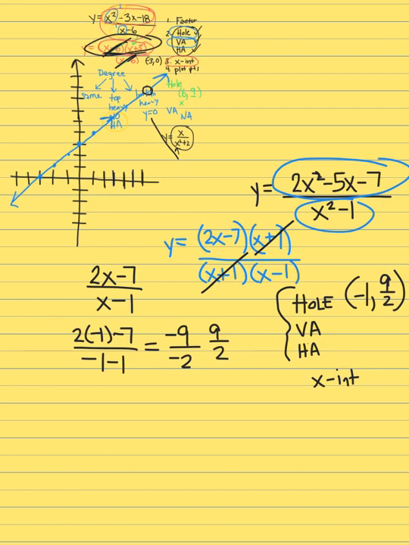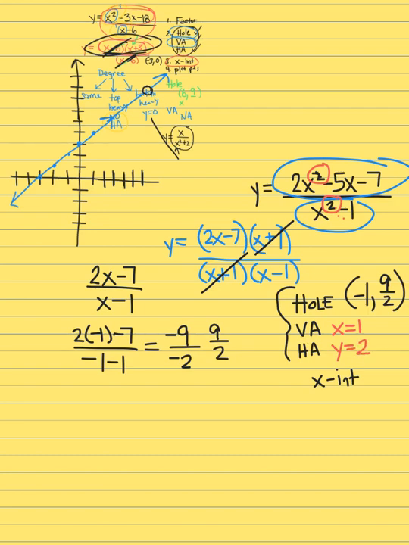My vertical asymptote: after you get rid of the hole, set your denominator equal to 0. So my vertical asymptote is going to be at x equals 1. For my horizontal asymptote, I want to look at the degree of the numerator and the denominator. These are the same. If it's the same, I'm going to take the quotient of the leading coefficients. So I have a 2 and a 1. So it's going to be y equals 2 divided by 1, which is y equals 2.